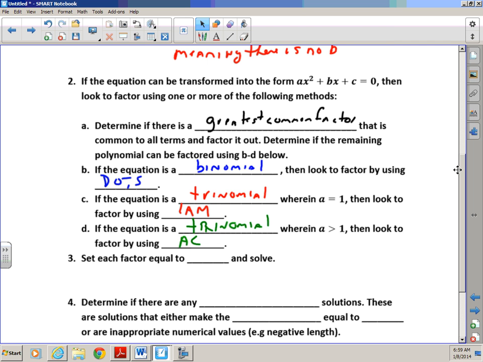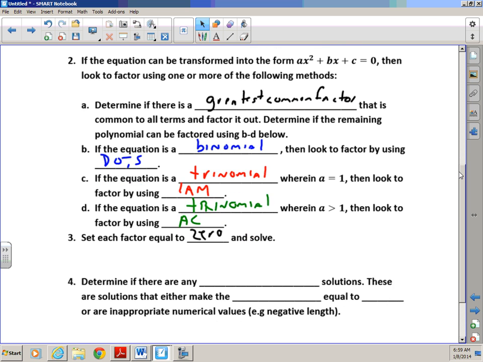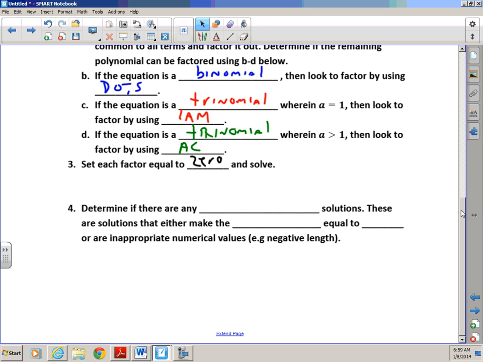Set each factor equal to 0 and solve. Okay, the last thing you've got to be careful about is to determine if there are any extraneous solutions. These are solutions that either make the denominator equal to 0 or are inappropriate numerical values.